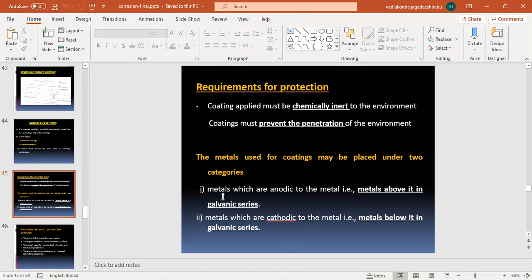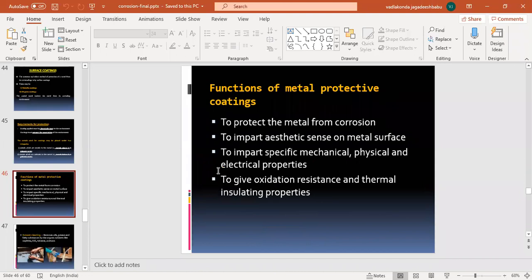And one more thing is the metals. Generally when we use metallic coatings, the metals placed above hydrogen in the galvanic series, on the top of the series, generally have high oxidation potential, so they act as the anode to the base metal. And the metals placed at the bottom of the galvanic series have high reduction potentials, so they will act as the cathode to the base metal. So this is the nature of the coating metals which we are going to apply. And the factors of metal protective coatings, that we will discuss later.